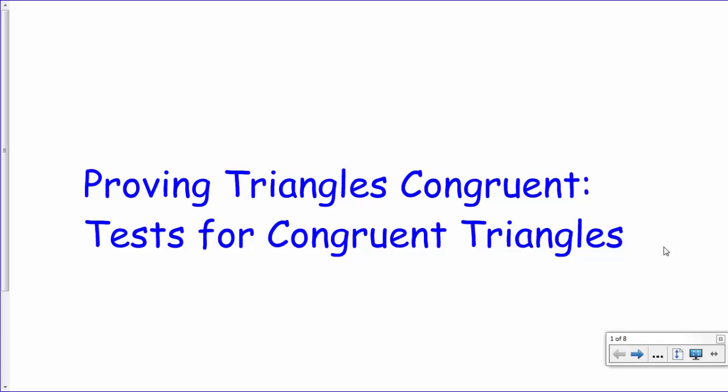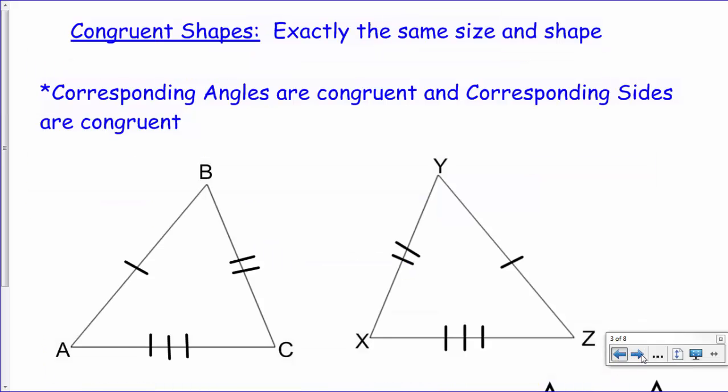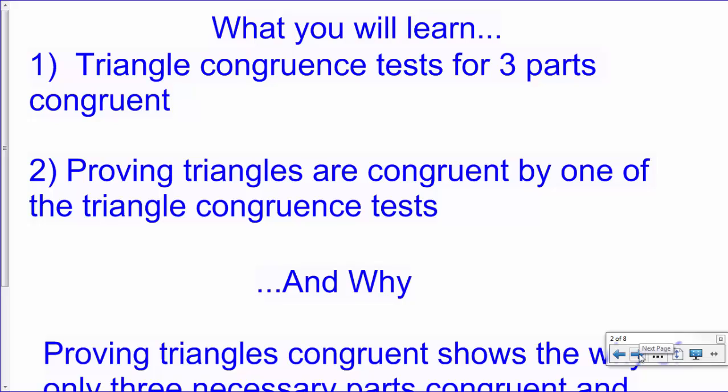Today's video lesson is on proving triangles congruent using tests for congruent triangles. We'll take a look at triangle congruence tests using only 3 parts for triangle congruence. Rather than having to prove with all 6 angles and all 6 sides, we can prove with just 3 parts. Then we'll also eventually look at 2-column proofs and proving triangles congruent by one of the congruence tests.